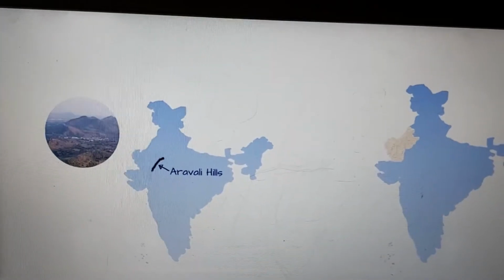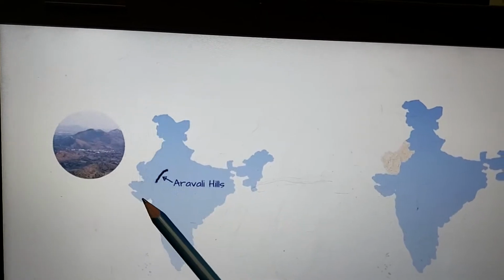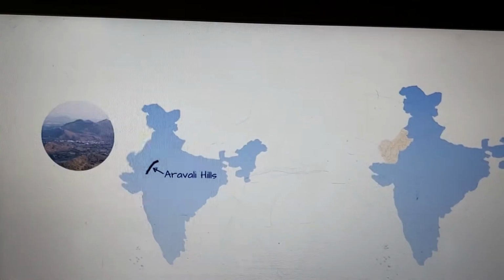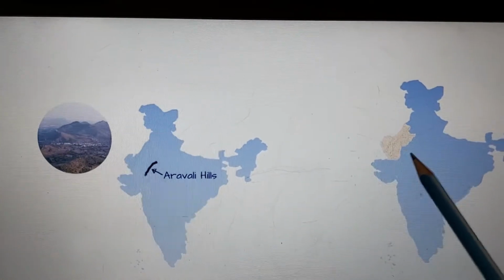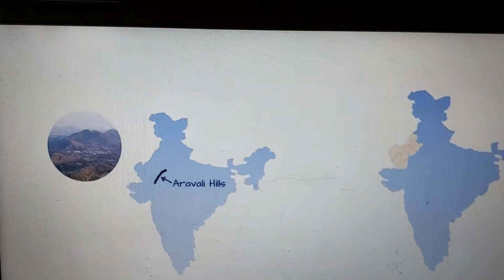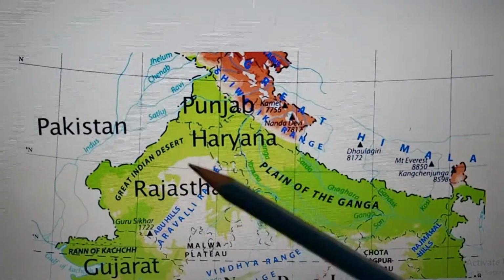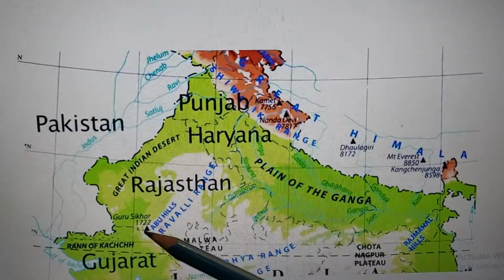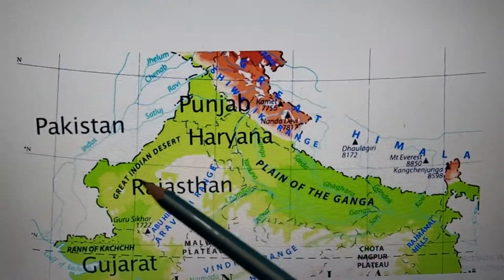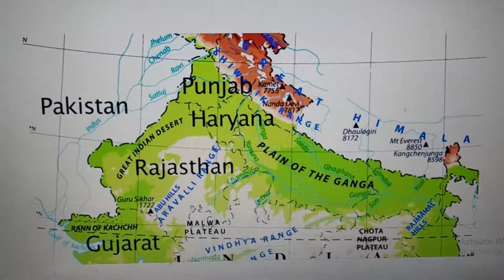Western. Now why do we say western? This is north of the Aravalli Hills, this is south, this is east, and this is west. So it lies on the western margins of the Aravalli Hills, and you can see this is the Thar desert. Okay, let's have a closer look. You can see this is the Thar desert. Now it has parts of Gujarat, parts of Haryana and Punjab, but the major part lies in Rajasthan. So this is our Thar desert.